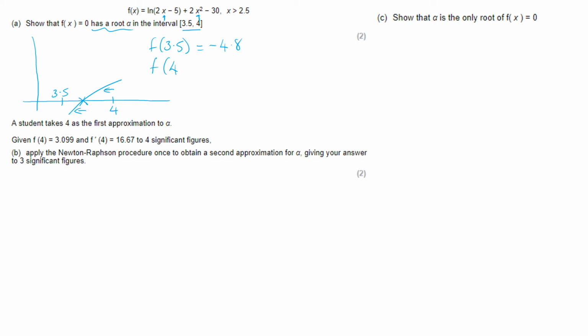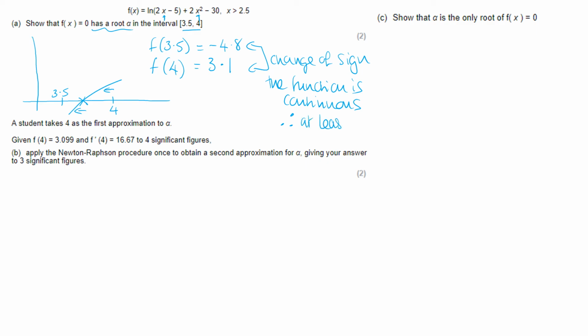And then if we do f of 4, the other side of the root, that comes out to be 3.1. So we have got a change of sign, and we need to say the function is continuous, and then, with those new updates of the textbook, we should also maybe be saying therefore at least one root.